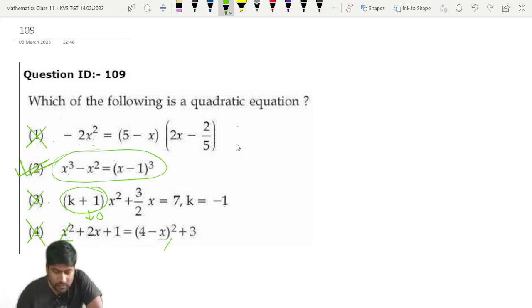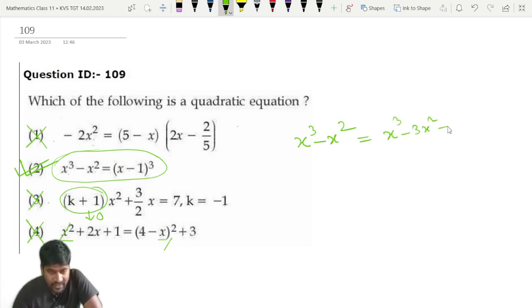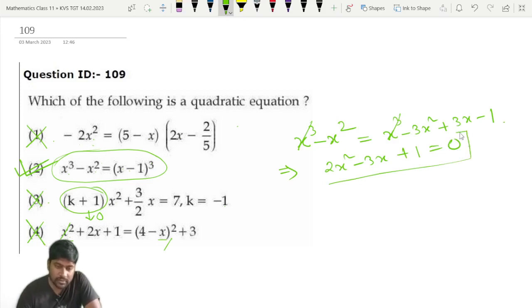And now you can check also, if you are not satisfied with this, just simplify it. x cube minus x square is equal to, now a minus b whole cube formula, a cube minus 3a square b plus 3ab square minus b cube. So x cube will be cancelled, and 3x square, take it in the left hand side, so we will get 2x square minus 3x plus 1 is equal to 0, which is a quadratic equation. Yes or no? Yes everyone? Yes, okay.